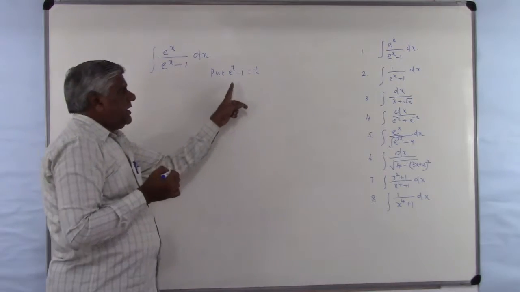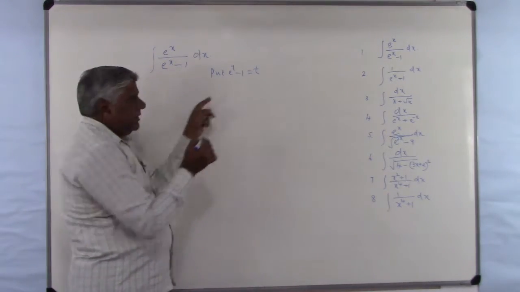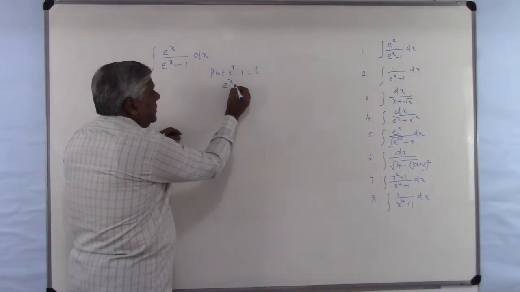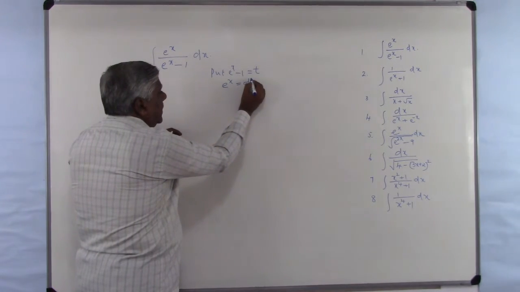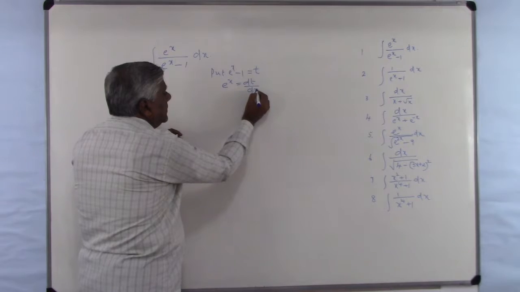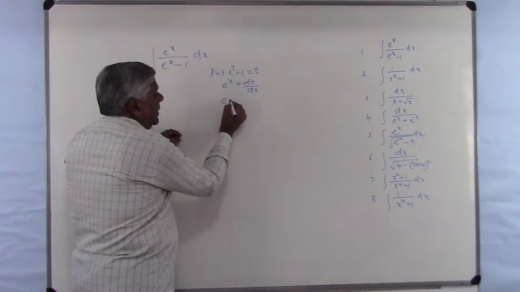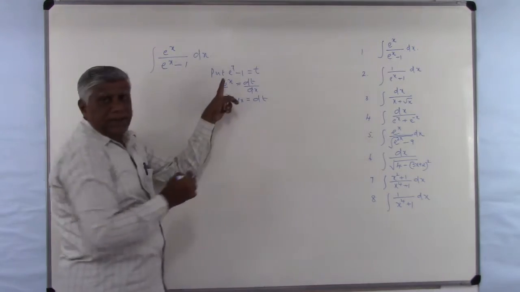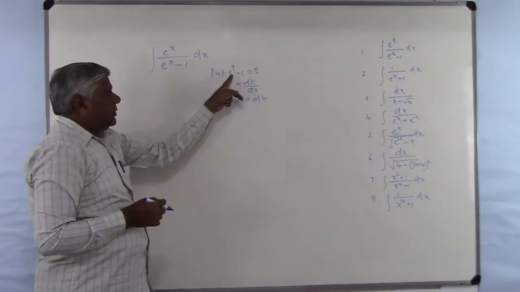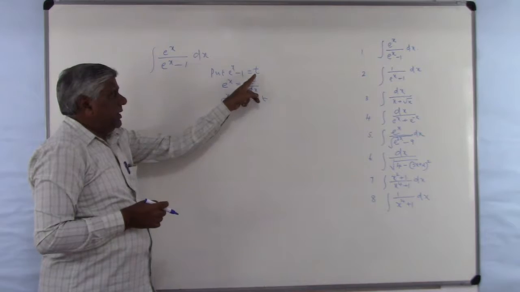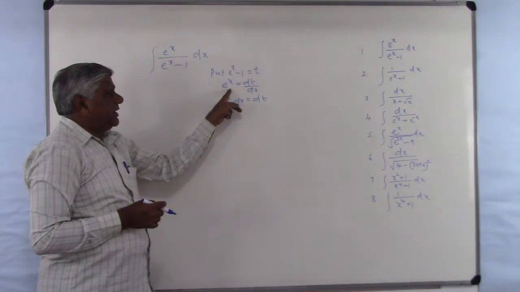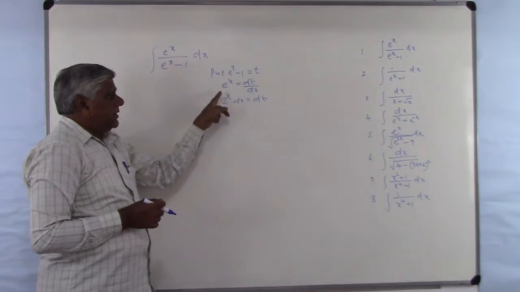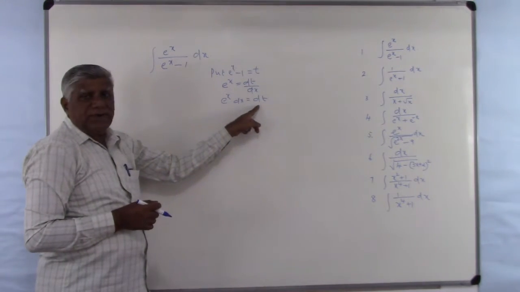Now when you differentiate e to the power of x, it will be e to the power of x only, which is equal to dt by dx. Therefore, e to the power of x dx is equal to dt. Like this we get. e to the power of x minus 1 is equal to t means, when you differentiate both sides, e to the power of x is equal to dt by dx. Therefore, e to the power of x dx is equal to dt.